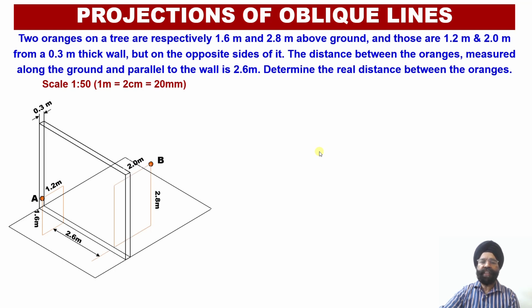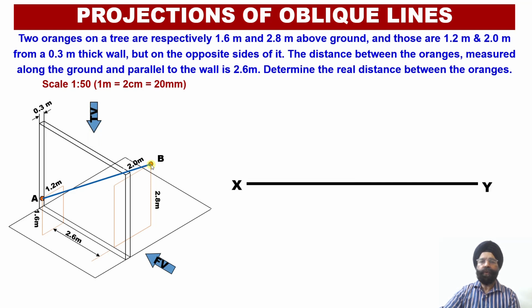And these two oranges, we must remember, are on the opposite sides of the wall. So this true length we need to determine using the principles of the rotation of the line. So let us start with the construction of the orthographic projections corresponding to this real life situation. We know that the XY reference line we need to draw to begin with.